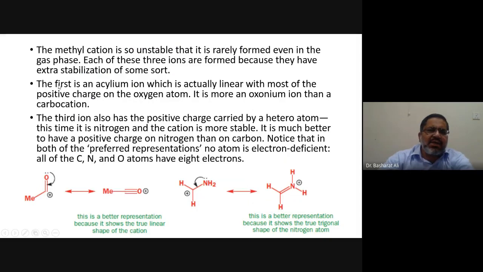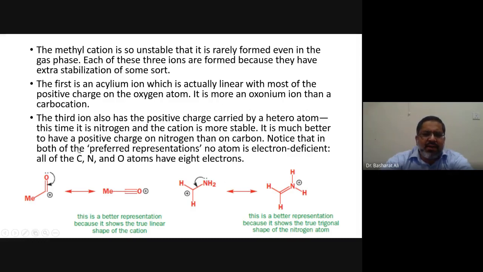The first is an acylium ion, which we started with earlier. In the case of the acylium ion, which is actually linear with most of the positive charge on the oxygen atom, it is more an oxonium ion than a carbocation. The third ion also has positive charge carried by a heteroatom. This time it is nitrogen, and the cation is more stable.